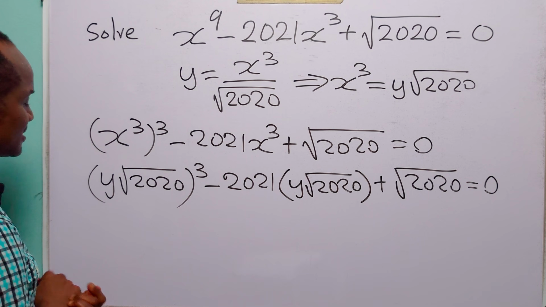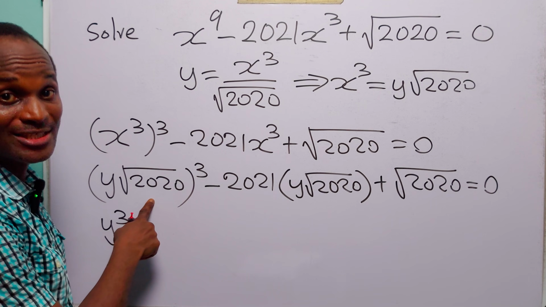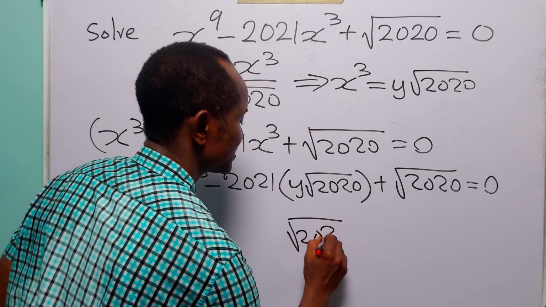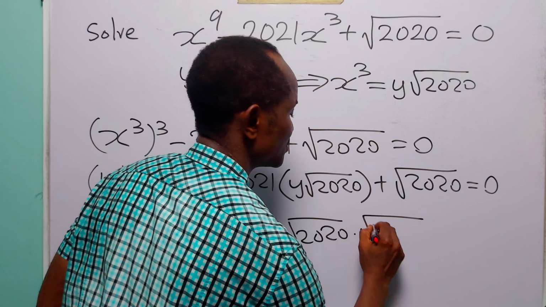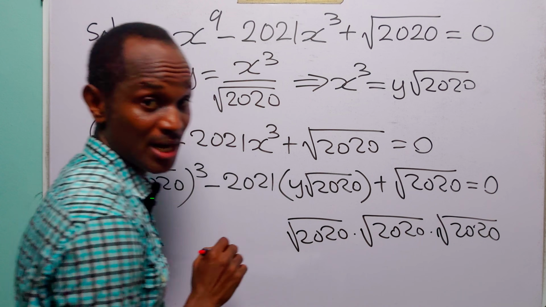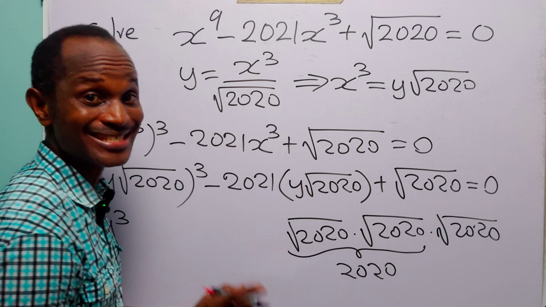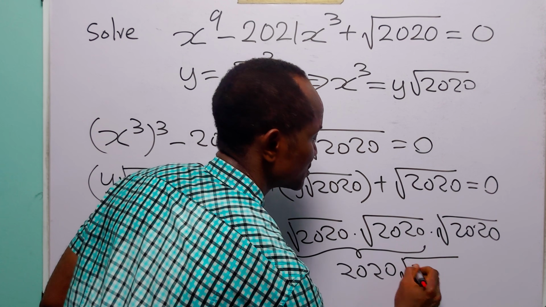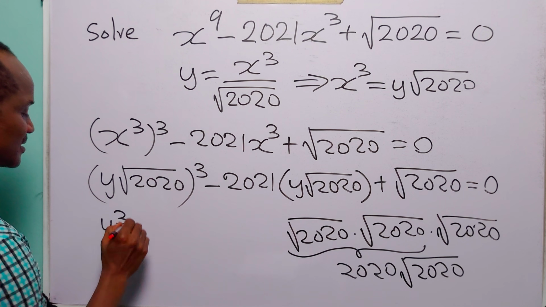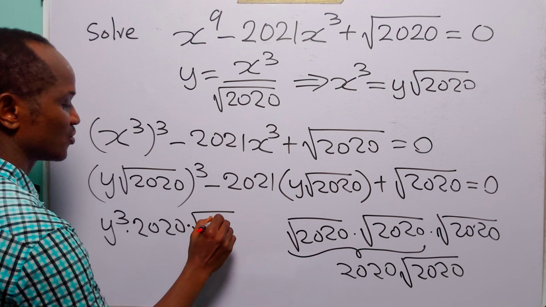Now let us expand this. We have y cubed. Then we have root 20 to the power 3. That is root 20 times root 20 times root 20. And of course, you know that this times that is going to give us 20. Then we have root 20. So here we have y cubed times 20 times root 20.